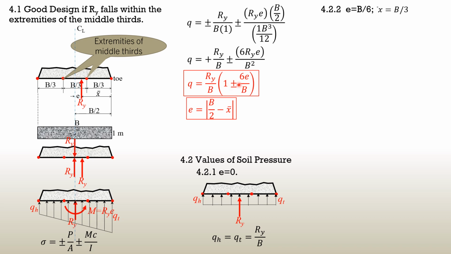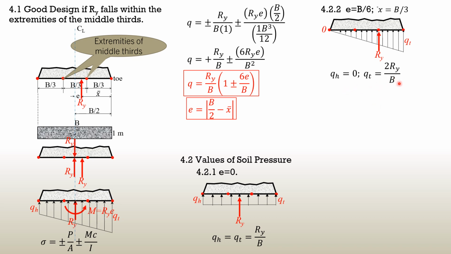So if we use plus, if Ry is closer to the toe, then it is 2Ry over B. Qt is 2Ry over B. If we use minus, that's the soil pressure at the heel, which is 0 because this is 1 minus 1. So this would be the intensity of soil pressure diagram. Ry exactly crosses the extremity of the middle thirds closer to the toe. So QH would be 0 and QT would be 2Ry over B from this formula here. And that's also the result if you equate Ry to be the volume of this soil pressure diagram, which is triangular.